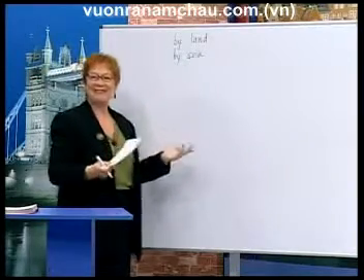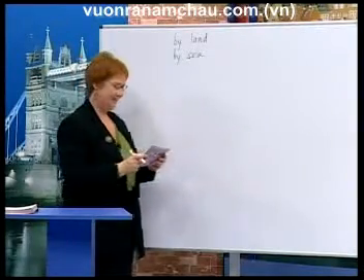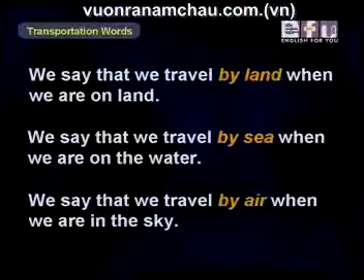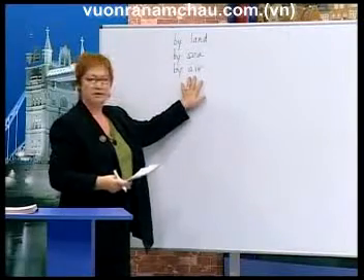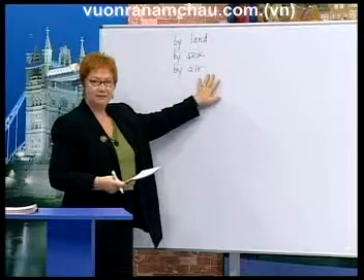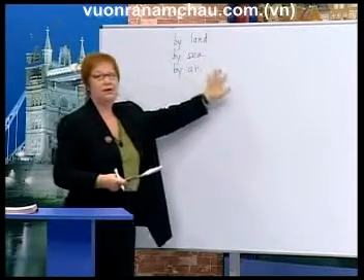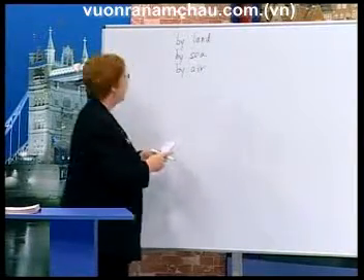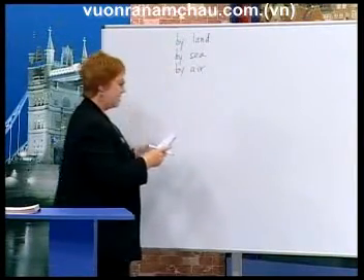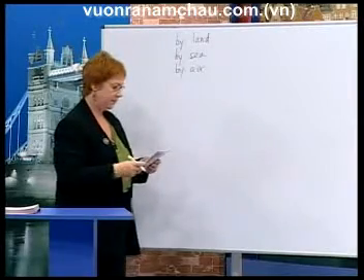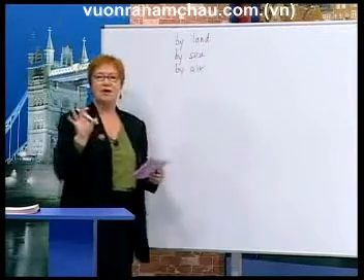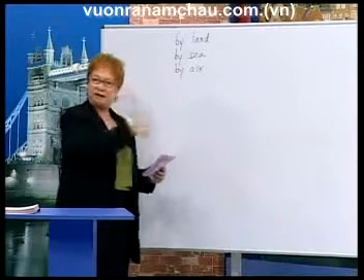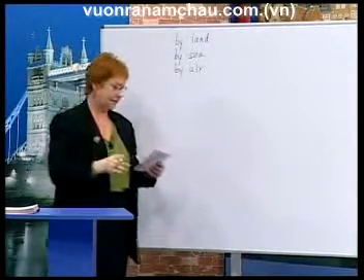For example, the sea or the ocean. Okay? And we travel by air, of course, when we are in the sky. Plane, helicopter, balloon, wings maybe. Okay? So we talk about by when we talk about how we travel. Now, we're going to put the transportation that we saw into groups.